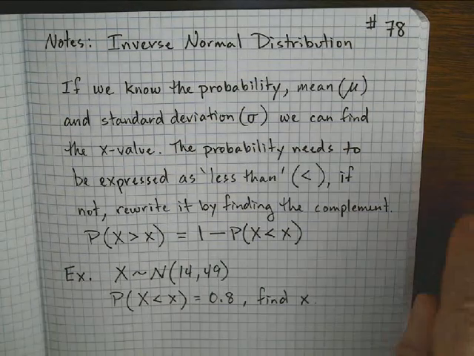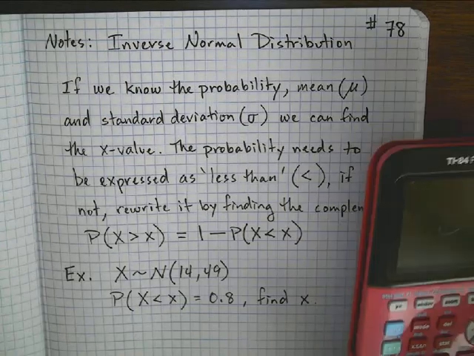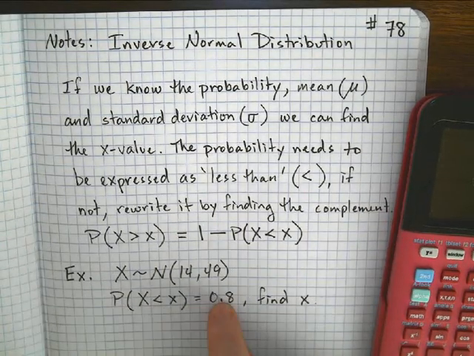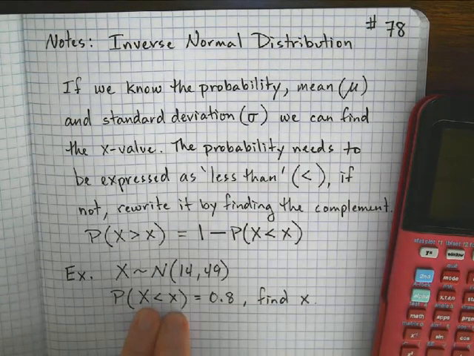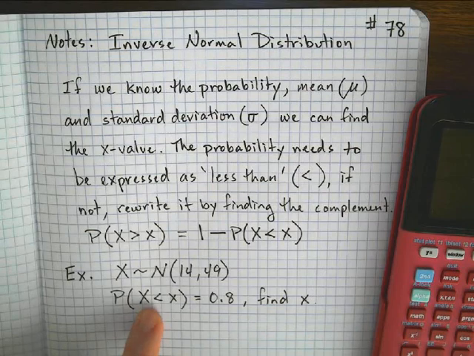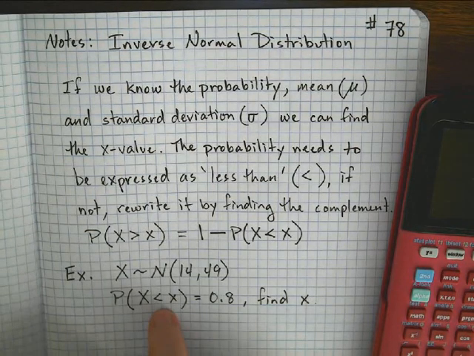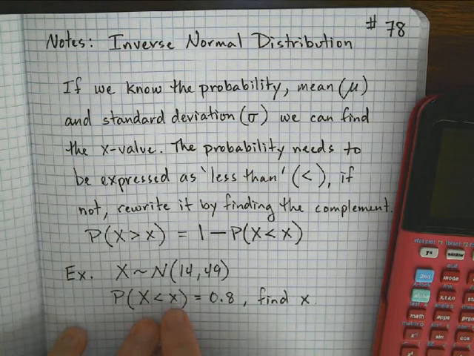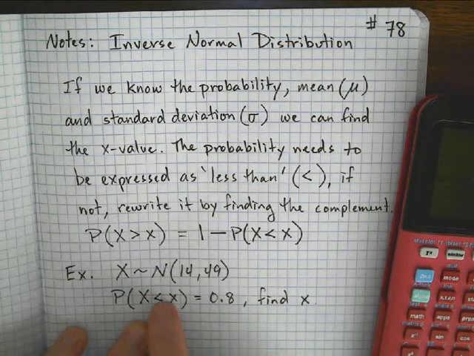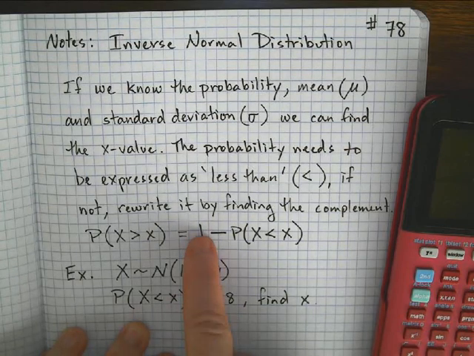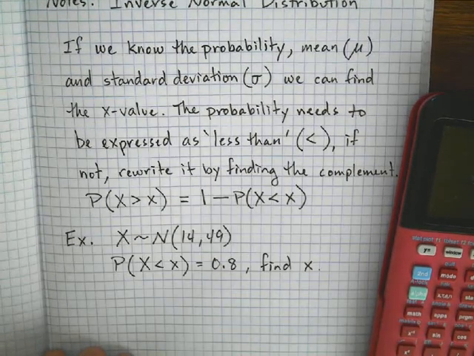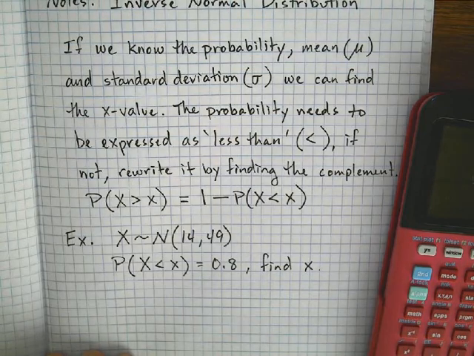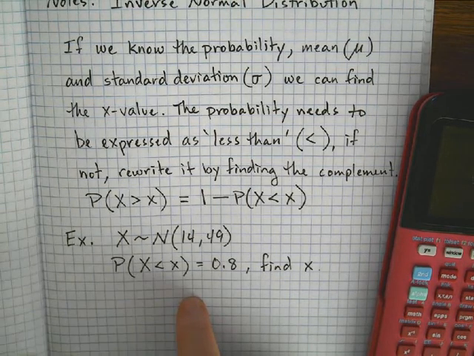Okay, so one thing is we're going to be using our graphing calculator, and when we put in the probability, if the probability is given to us with a less than situation like this, we're good to go. No problem whatsoever. But if we're given the probability the other way, with x is greater than some value, then we need to rewrite it. So if this had said greater than, we would have to do 1 minus this, which is 0.2, and then we could use that in our calculator. So don't worry, we will do an example of having to rewrite it, but let's go ahead and do a nice straightforward example right now.